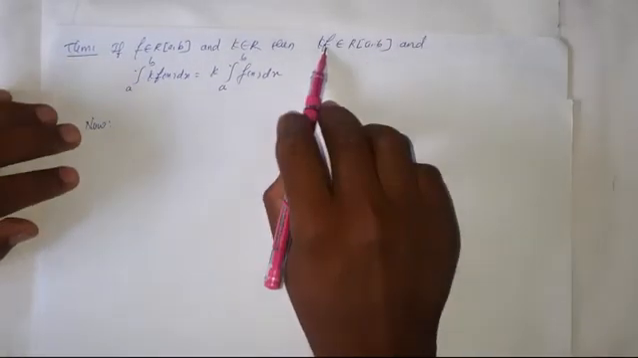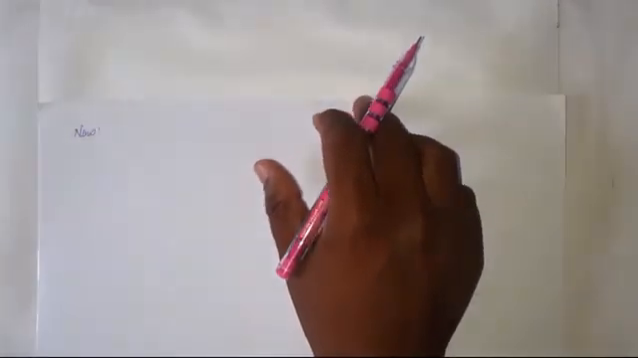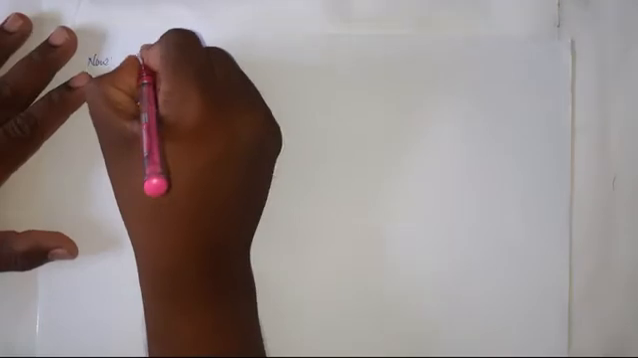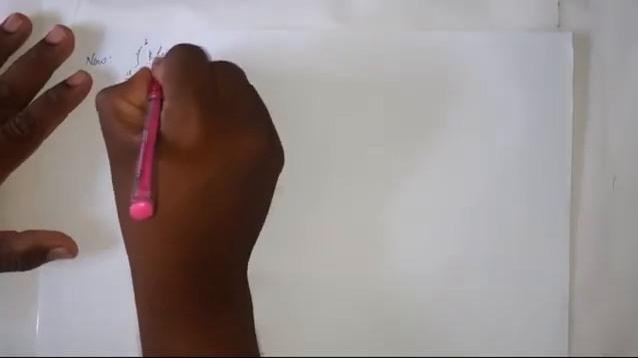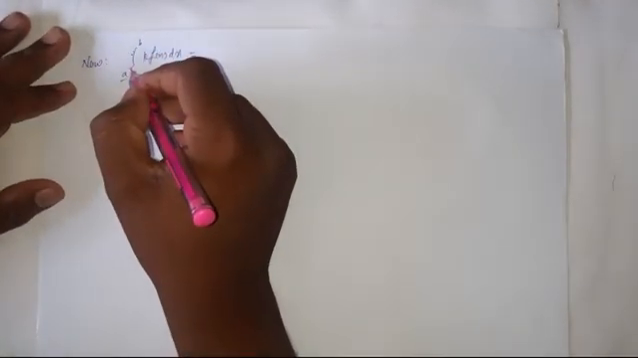So that k into f is Riemann integrable. So we need to show that the upper Riemann integral and the lower Riemann integral of that kf are one and the same. So now let us consider the lower Riemann integral, that is the lower integral from a to b of k into f of x dx. So here, this is the lower Riemann integral for the function kf.